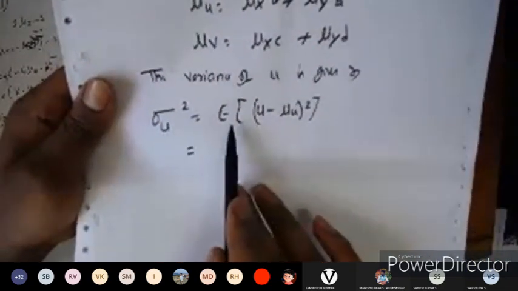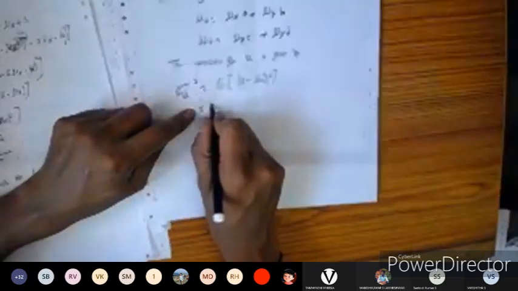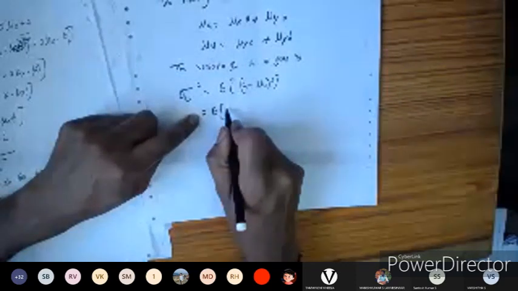So sigma u square is equal to the expected value of u minus mu u, the whole square. Substitute for u, which is ax plus by, and mu u is equal to mu x into a plus mu y into b. In place of u we substitute a into x plus b into y, minus mu x into a plus mu y into b.